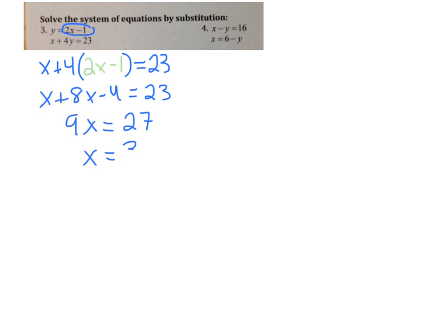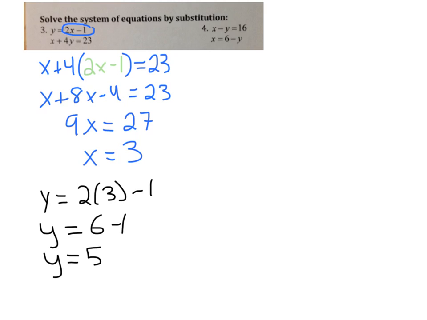Now I need to solve for the second variable using x equals 3. You can substitute x equals 3 into either equation. I'm going to choose to do this for the first. y equals 2 times 3 minus 1, or y equals 6 minus 1, so y equals 5. This means that my final solution, or the ordered pair, is (3, 5).